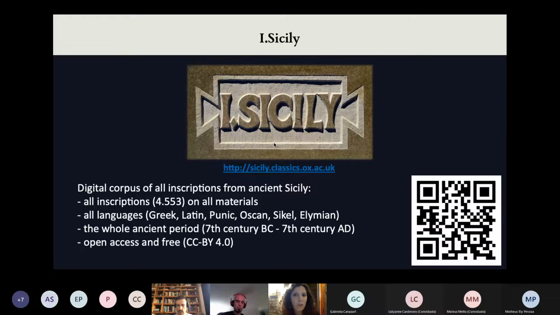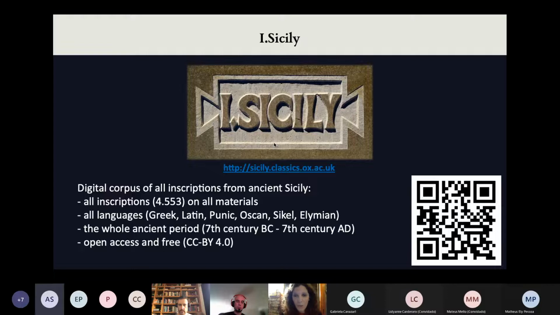The project itself was born about 10 years ago, but then it has been very much implemented. It is based at the University of Oxford, and it's Jonathan Prag that started it. The aim of this project is to collect all inscriptions from Sicily from the 8th century BC to the 7th AD. So it's a very long period. The island is very big, so it's another big project.